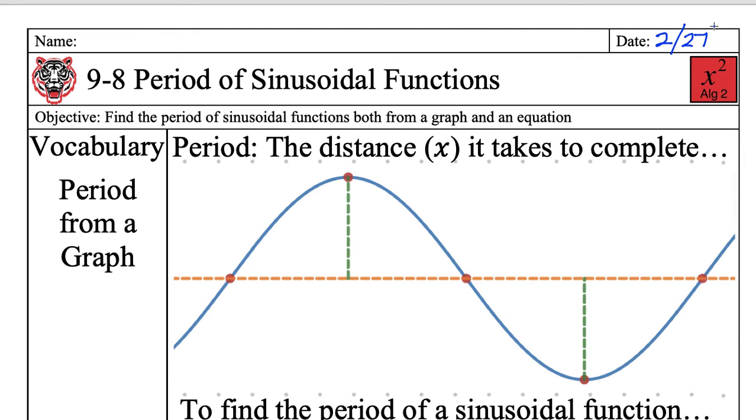Our objective is to do what, Sam? Find the period of sinusoidal functions, both from the graph and equation. Yep, and it's sinusoidal, so sine and cosine waves. Sinusoidal.